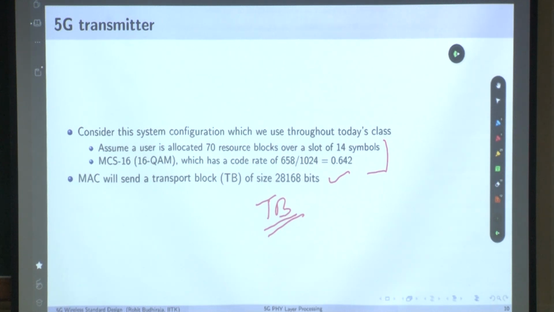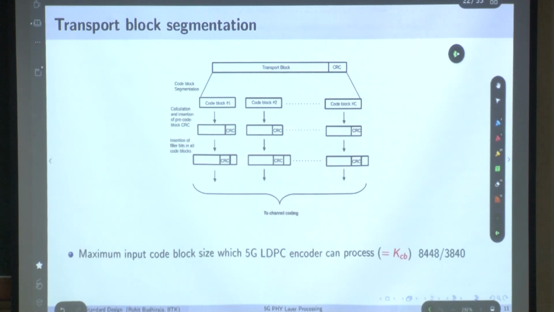Now once this is done, the physical layer doesn't decide on anything, okay, because the decision has already been made by the MAC layer that this has to be transmitted. The physical layer is dumb. It does brute force processing, and we have seen that. We are going to see it again. So what happens first? You have a transport block. Immediately after that, the transport block CRC is appended. Then it is segmented.